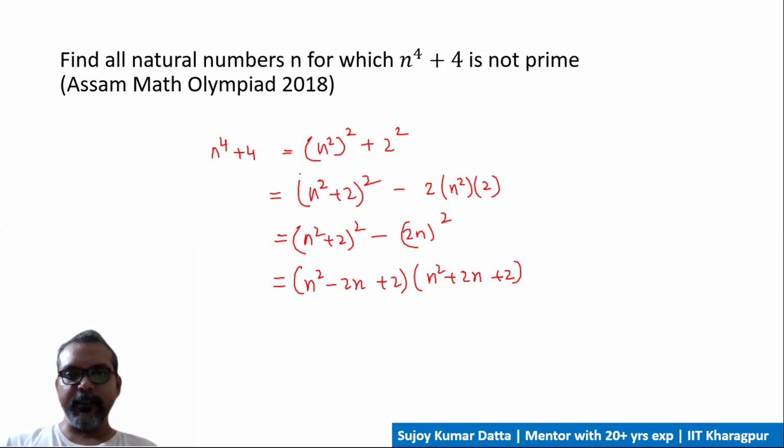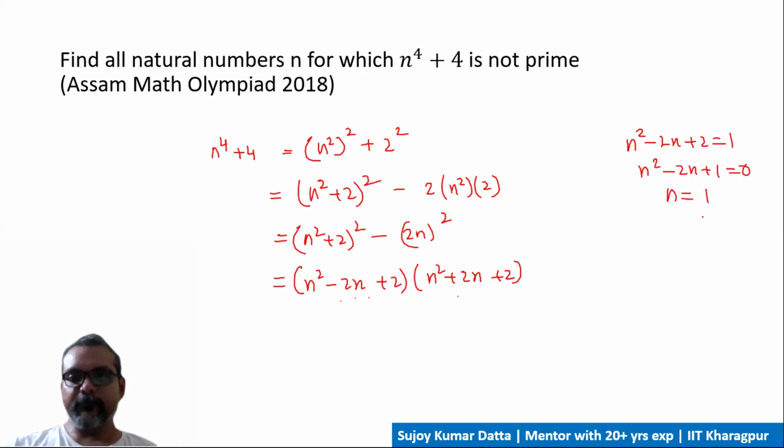So now for this to be a prime, we need one of them to be 1 and the other one to be a prime number. The smaller of the two obviously is this one. So if I try for that, that will give you n equal to 1. And in that case, you'll get 5. So that means for n equal to 1, we are going to get a prime, but for everything else, it is not going to be prime.